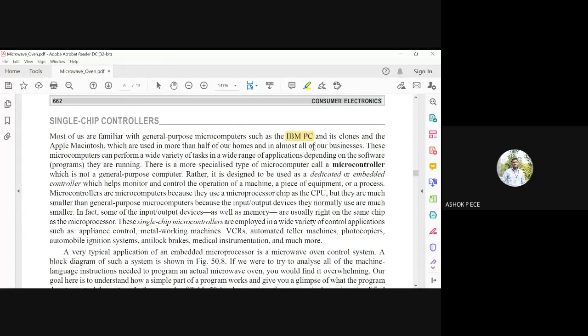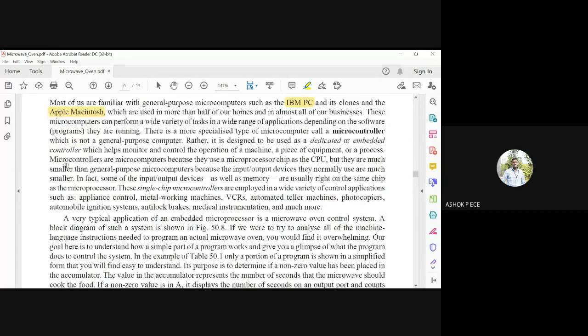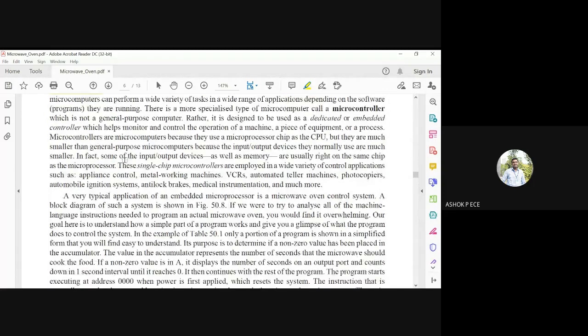IBM. So most of the microcomputers which are used in the IBM PC or Apple Macintosh are used in almost half of our homes. So these microcomputers can perform a wide variety of tasks. A more specialized microcomputer is called a microcontroller, which is an embedded device. So it is going to have all the required chips inside for controlling an application. Compared to microcomputers, microcontrollers are application-oriented chips. Microcomputers are called microprocessors, which are inside your PCs and laptops. Microcontrollers are available inside the application devices, which are going to do some controlling feature.